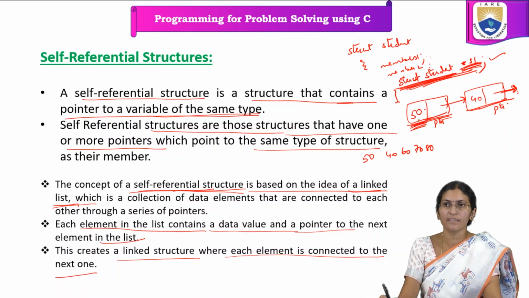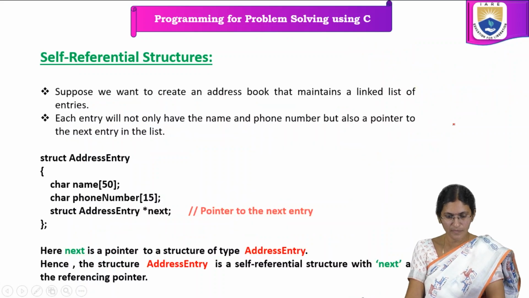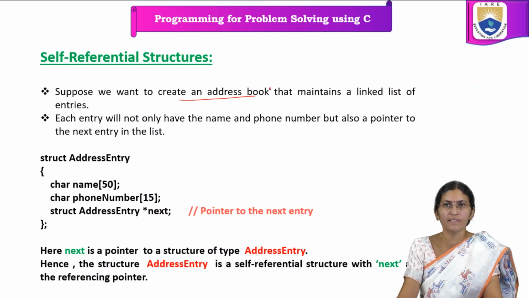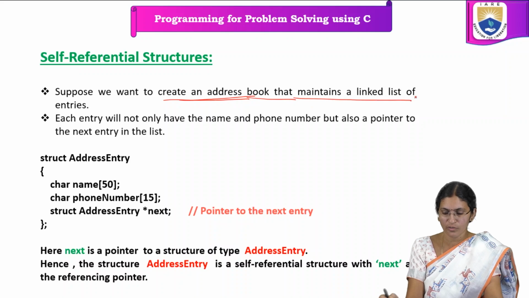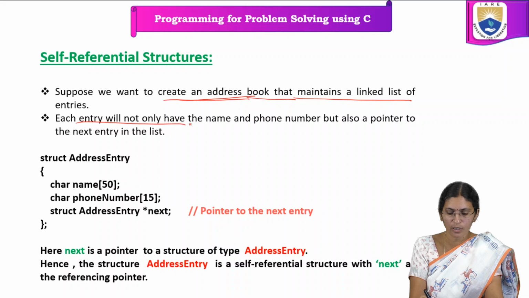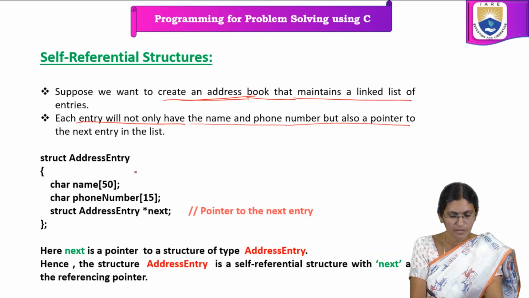So after accessing the value here, we can access the next element's value by using this pointer variable. Suppose we want to create an address book that maintains a linked list of entries. Each entry will not only have the name and phone number, but also a pointer to the next entry in the list. For example, the name of the structure is address entry.